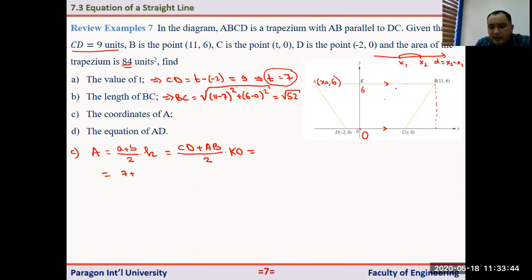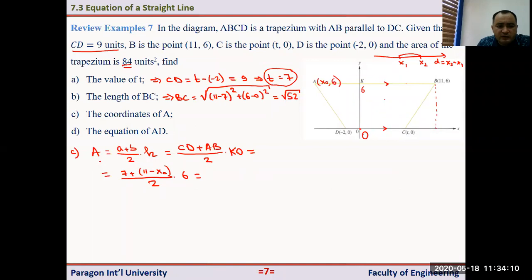AB is parallel to the x-axis, right? And 6 minus 6 is equal to 0. It's just equal to 11 minus x sub 0. So the length of AB is 11 minus x sub 0, over 2 times, what is KO? KO is just 6, right? From this point to this point is 6, so that's equal to 6.